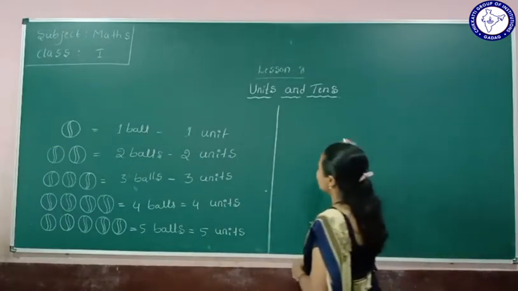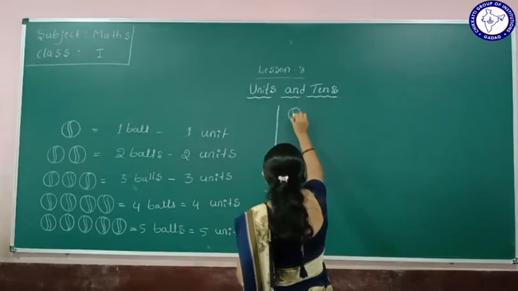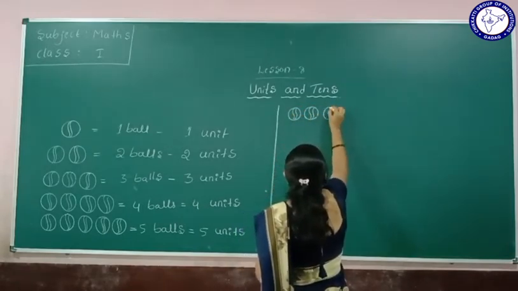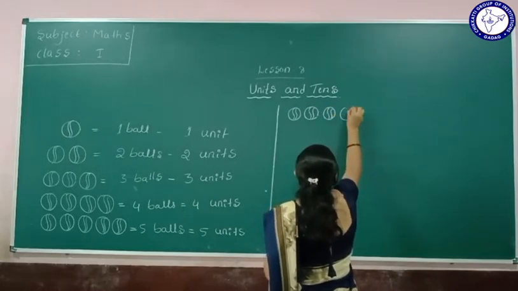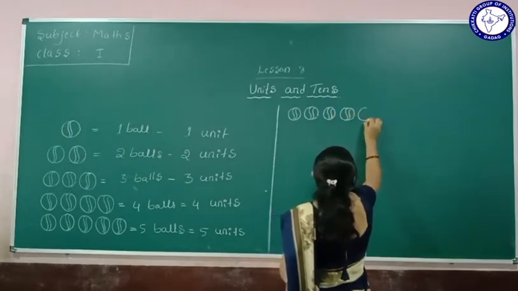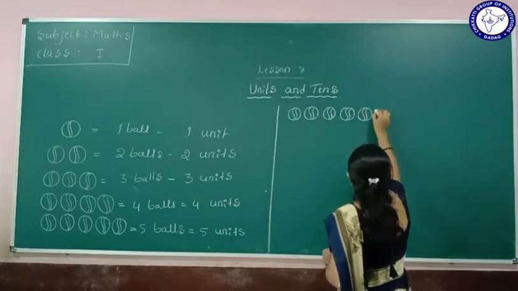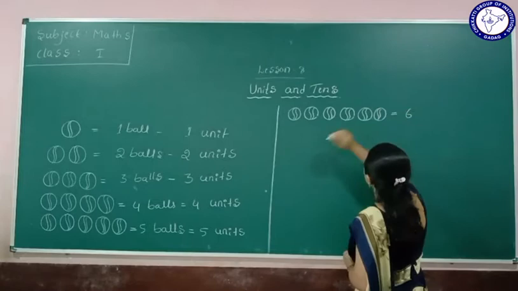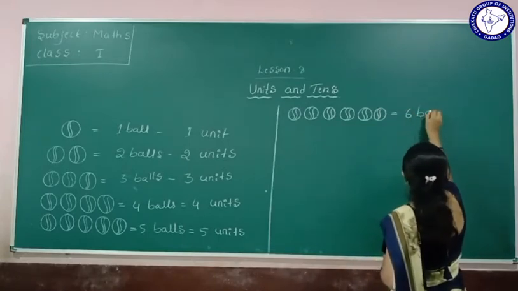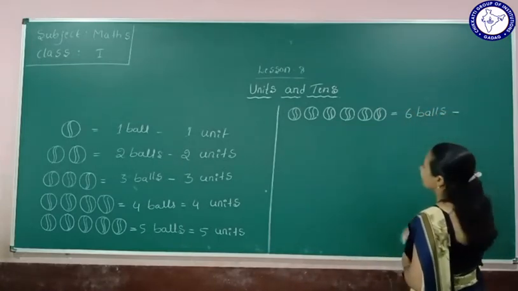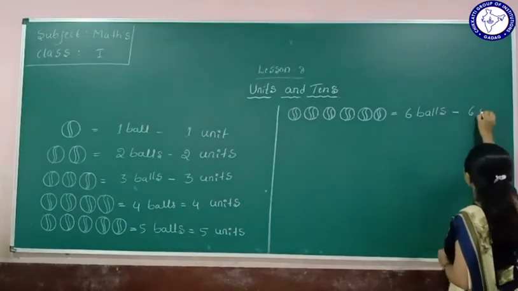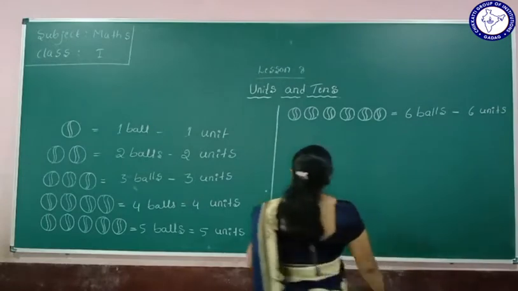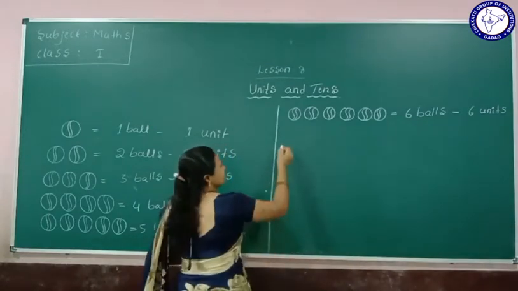Okay. Next I'll write here 6 balls. 1, 2, 3, 4, 5, 6. Yes, how many balls are there now here? 6 balls. Okay. So 6 balls equal how many units? 6 units. Yes. Okay. Next one, I'll take here the continuation of 7.